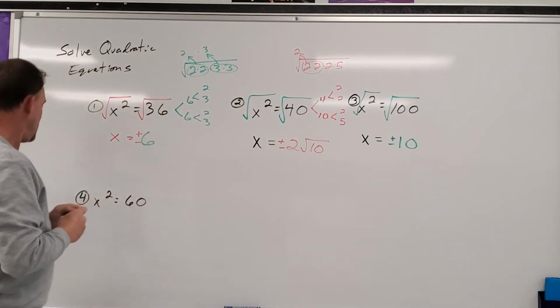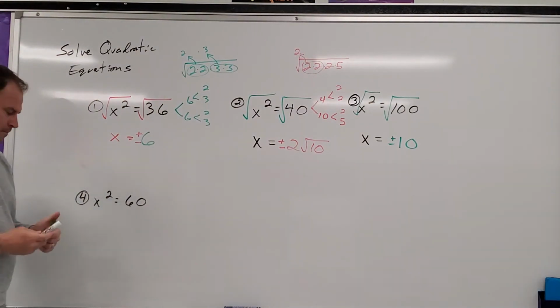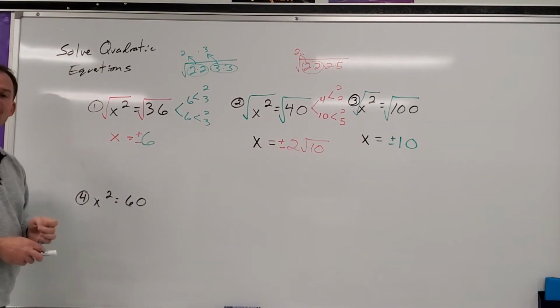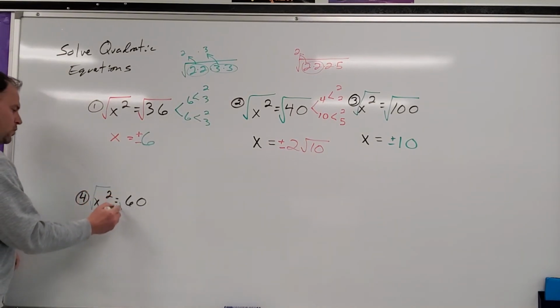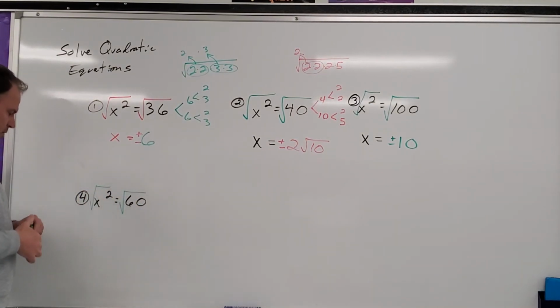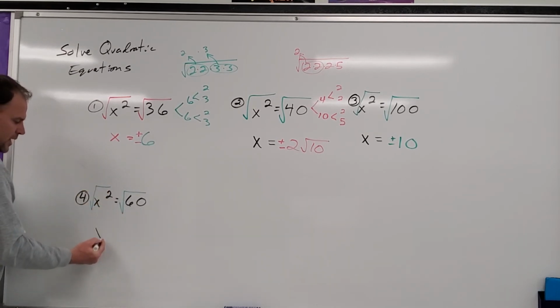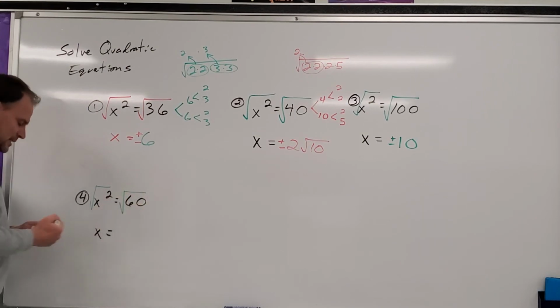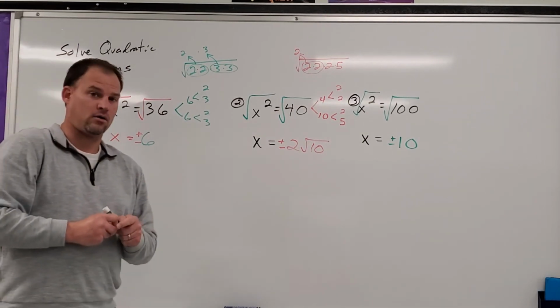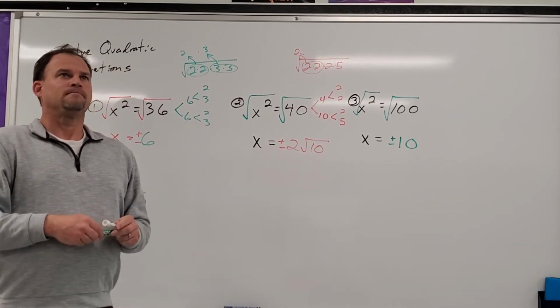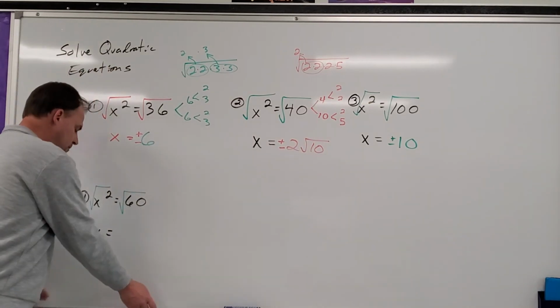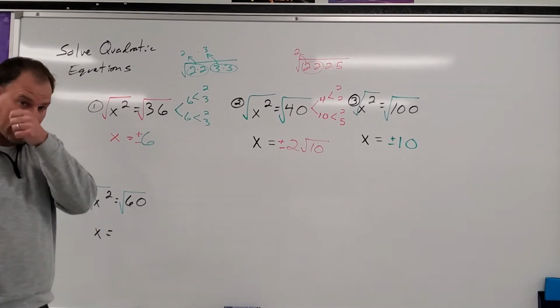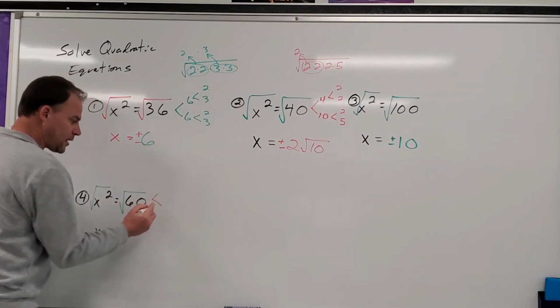All right. Number 4. X squared equals 60. What's my first step? Square root, absolutely. So square root and squared are opposites. Plain X. Is 60 a perfect square? Nope. I can't think of anything that multiplies to be 60. That's the same number, so I got to go to the factor tree.